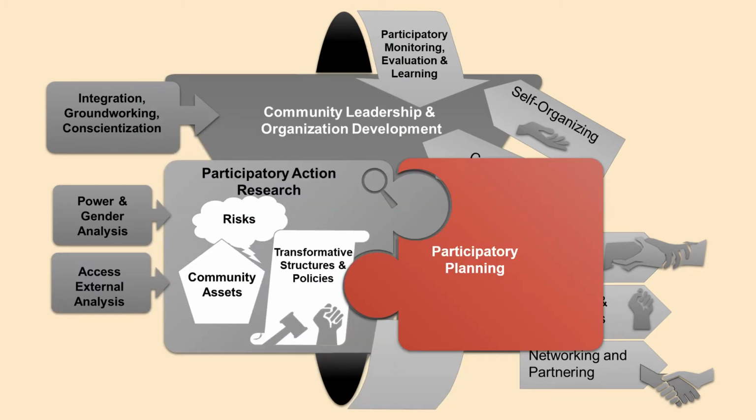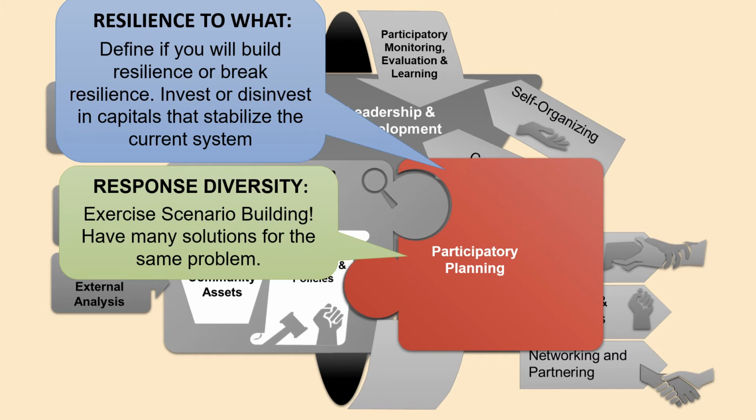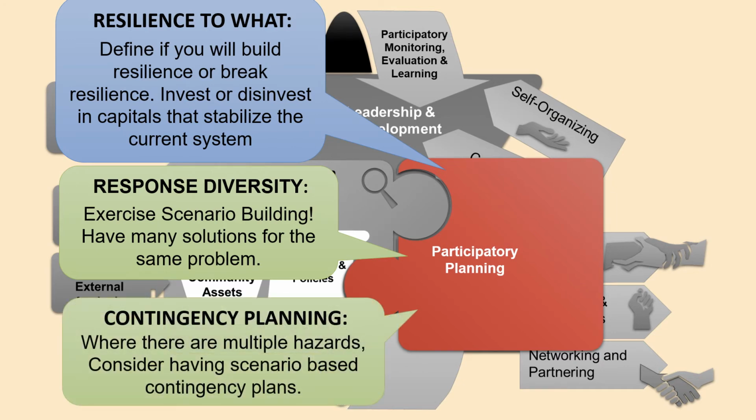In participatory planning, we have to ask: resilience to what? Define if you will build resilience or break resilience. Invest or disinvest in capitals that stabilize the current system. Response diversity, exercise scenario building, have many solutions for the same problem. Have contingency plans. Where there are multiple hazards, you may consider having scenario-based contingency plans instead of hazard-specific contingencies.